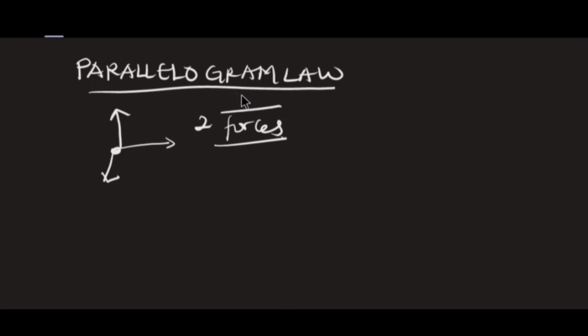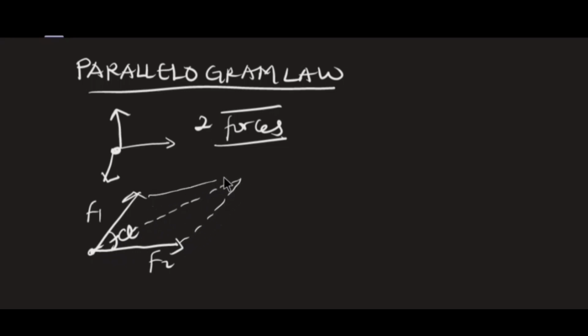Now, parallelogram law states that if two forces act at a point representing the adjacent sides of the parallelogram, so let's say force 1, force 2, they are acting at a point and they represent the adjacent sides of a parallelogram at an angle alpha, then the resultant of these two forces is the diagonal of the parallelogram. So this is the resultant from parallelogram law.